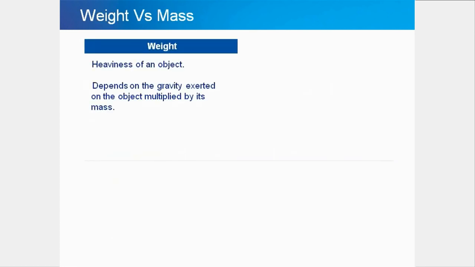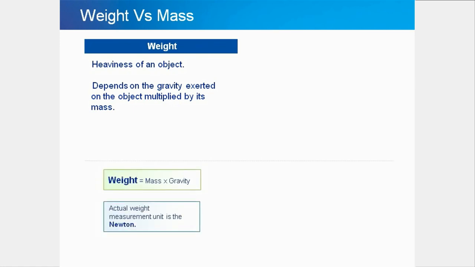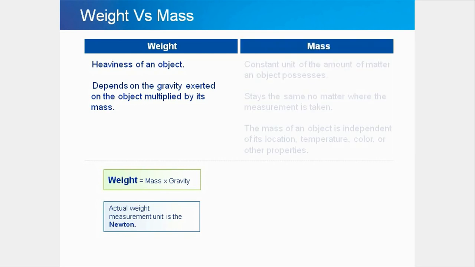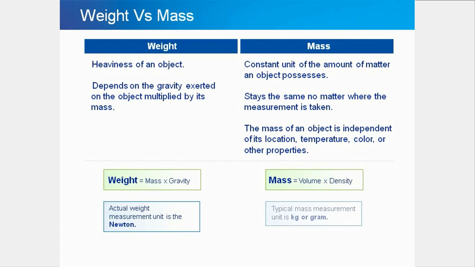Weight can be defined as the heaviness of an object. It is the gravity exerted on an object multiplied by its mass. The measurement unit for weight is Newton. Mass is a constant measure of the amount of matter an object possesses and stays the same no matter where the measurement is taken. It is the density of an object multiplied by its volume. The measurement unit for mass is kilogram or gram.